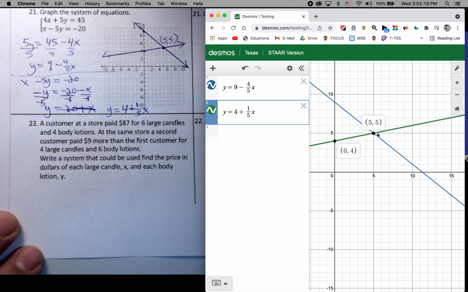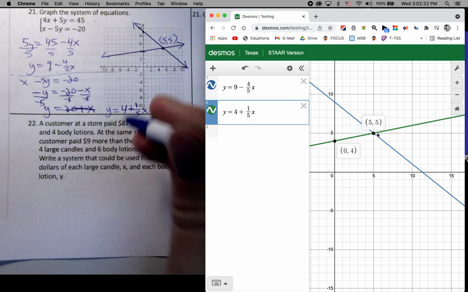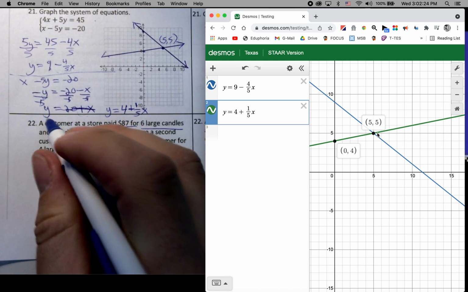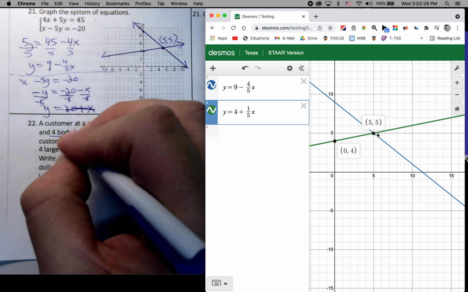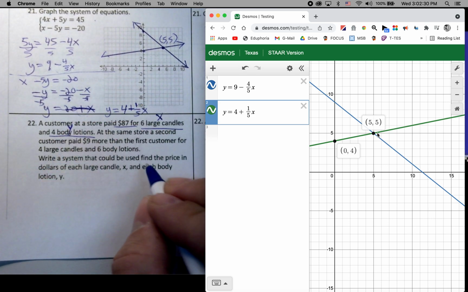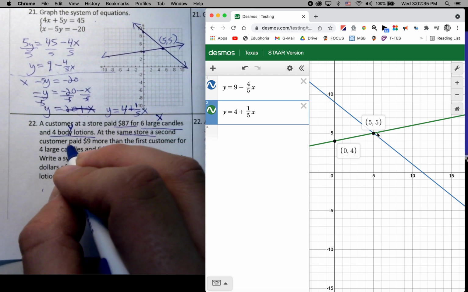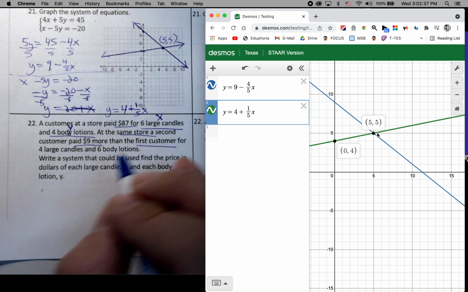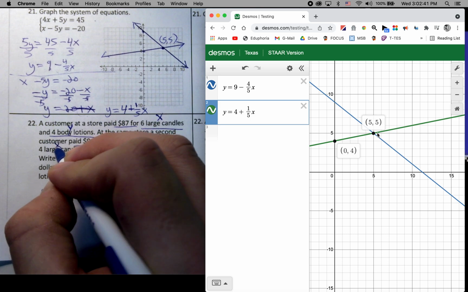It says, a customer at a store paid $87 for 6 large candles and 4 body lotions. All right, candles I'm going to assign as X. Body lotions I'm going to assign as Y. Okay, at the same store, a second customer paid $9 more than the first customer for 4 large candles, which are X, and 6 body lotion.